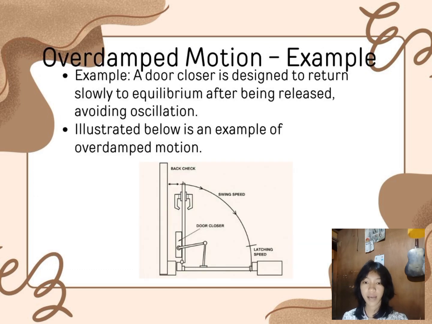A common example of an overdamped motion is a door closer. It is designed to return slowly to equilibrium after being released, avoiding oscillation. The illustration below is an example of overdamped motion. A door closer is an example of overdamped motion because when a door with an automatic closer shuts, it doesn't swing or bounce. It simply moves steadily back to its closed position.